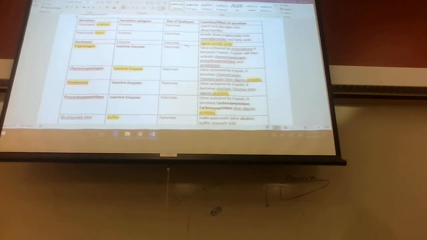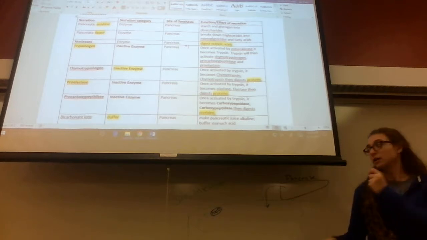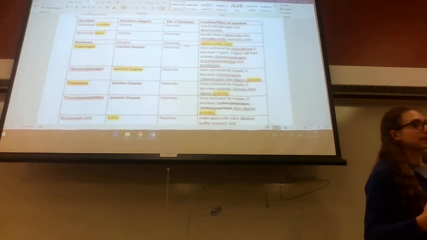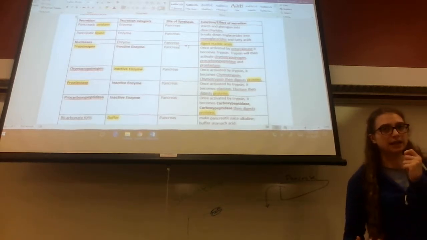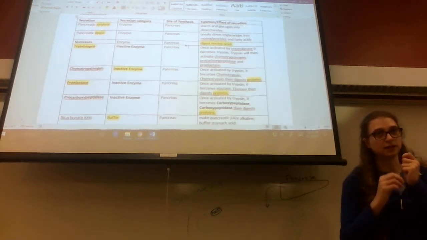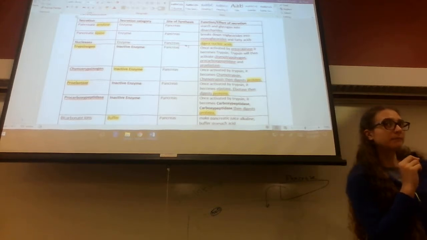Nuclease. This is an enzyme that is synthesized in the pancreas. Again, it goes from the pancreas to the small intestine, and it digests nucleic acids. And nucleic acids are like your DNA, but that can be found in meat because the animals have DNA too. Anything really has DNA.